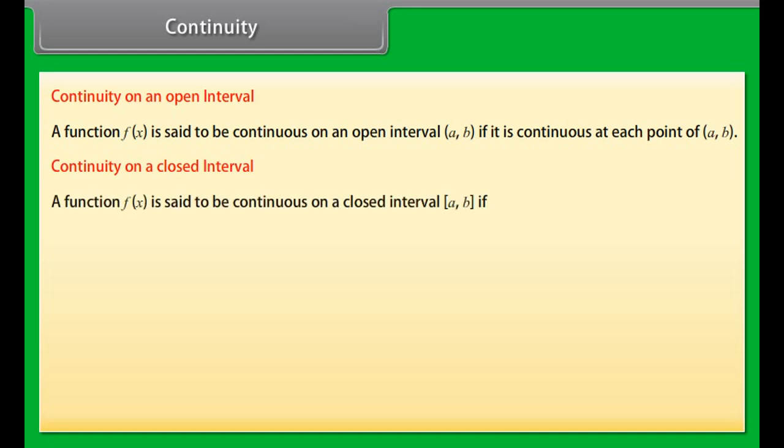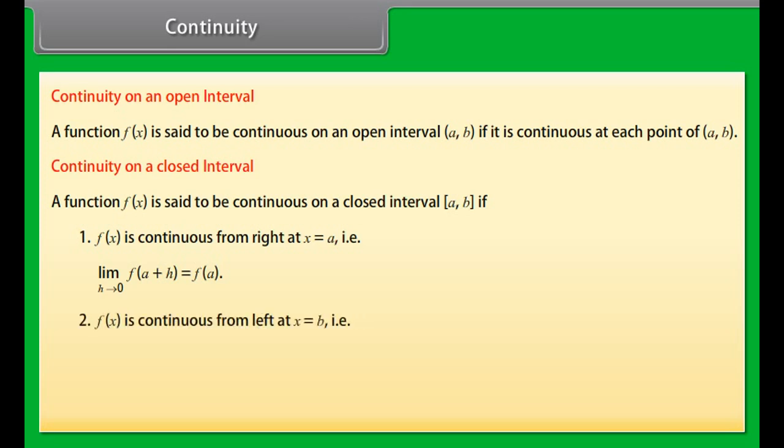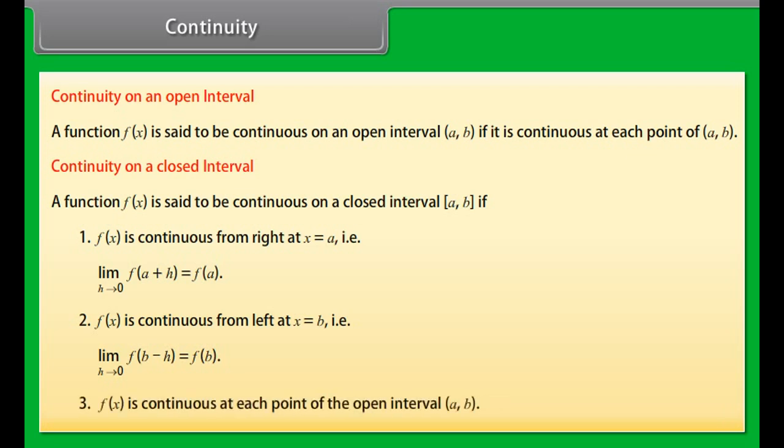A function f(x) is said to be continuous on a closed interval [a, b] if 1. f(x) is continuous from right at x = a, that is, limit h approaches 0 of f(a + h) = f(a). 2. f(x) is continuous from left at x = b, that is, limit h approaches 0 of f(b - h) = f(b). 3. f(x) is continuous at each point of the open interval (a, b).